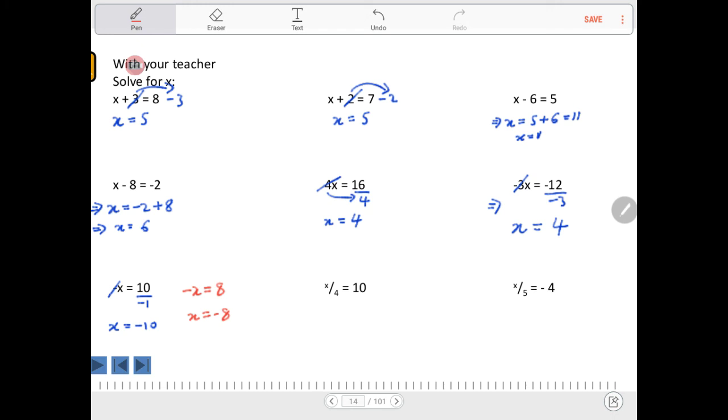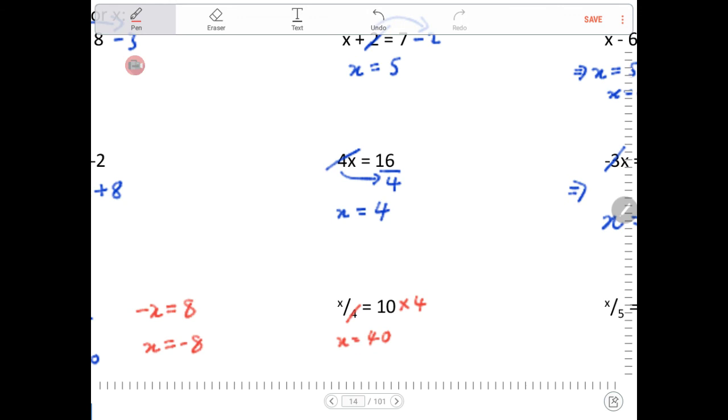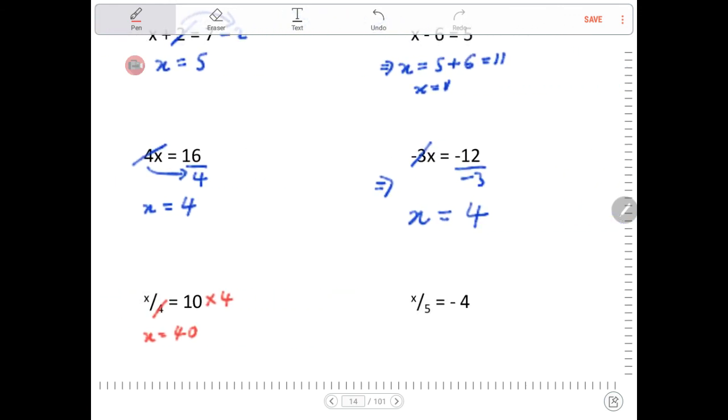All right, x divided by 4 equals 10. Okay, what do we do with this pesky 4? Well, it's dividing on this side, so on the other side it'll times. So x equals 10 times 4, 40. And very similar here. You might want to pause and have a go at it. Okay, now I'll do it. Okay, x equals, okay, the 5 is dividing on this side, so it times on the other side. 4 times 5 is 20, negative by positive, -20.